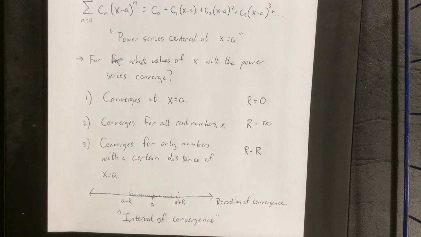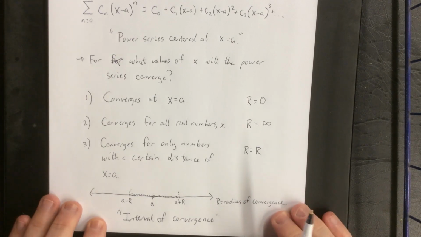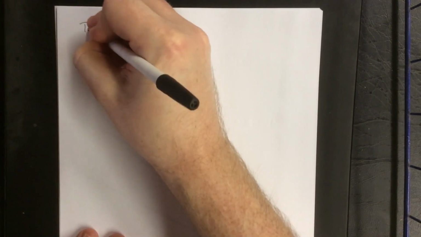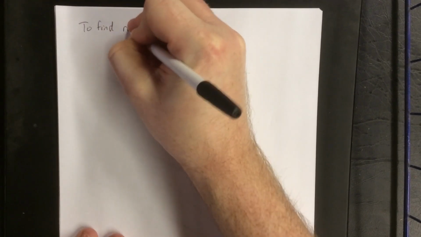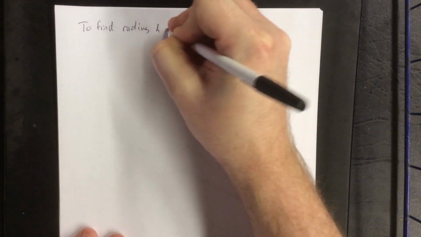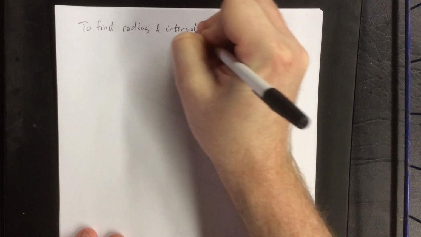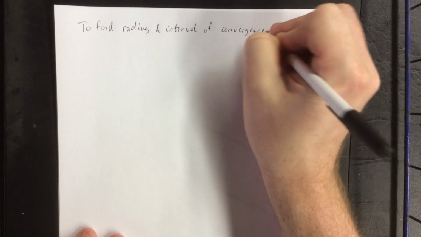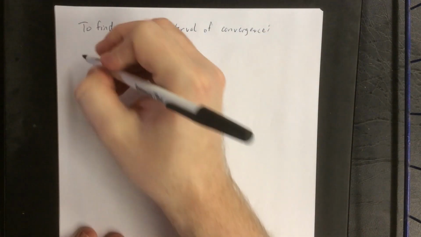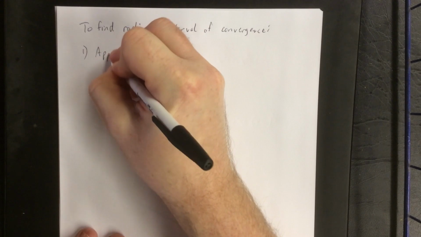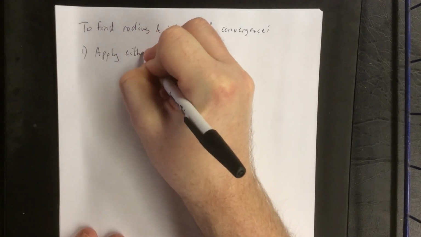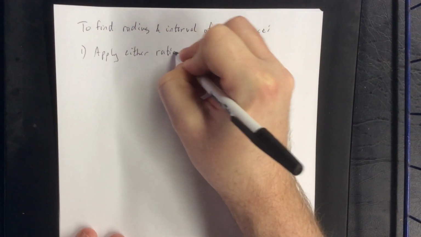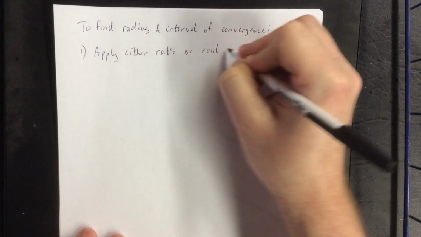In all three of these cases, it is going to be necessary to do a couple of things. So to find the radius and interval of convergence for a given power series, the first thing we'll do is apply either the ratio or the root test.